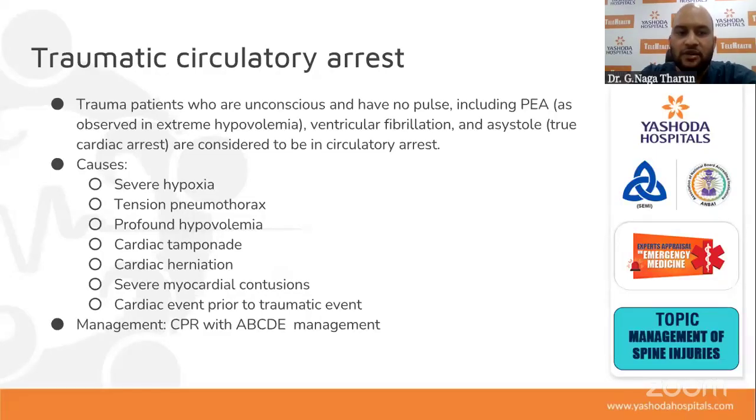So in thoracic trauma, the causes of traumatic circulatory arrest are severe hypoxia, which is one of the major causes, tension pneumothorax, profound hypovolemia, cardiac tamponade, cardiac herniation, and severe myocardial contusions and cardiac events prior to the traumatic event. Management is CPR with the algorithm, and ABCD management after achieving ROSC.